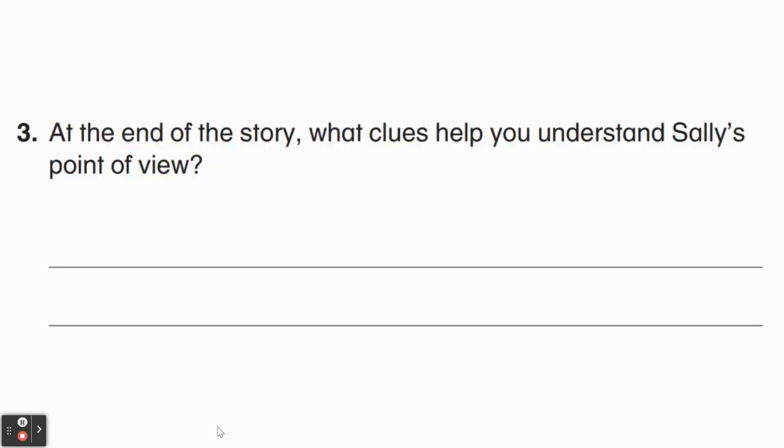All right, number 3. This one is going to be all you on your own. You can do it. You just have to make sure you can go back and reread the end of the story to find your answer. The question asks, at the end of the story, what clues help you understand Sally's point of view? Okay, so we already thought about how Cora felt about the missing cat in the beginning. But now we want to know, how does Sally feel? What is Sally's point of view at the end of the story?